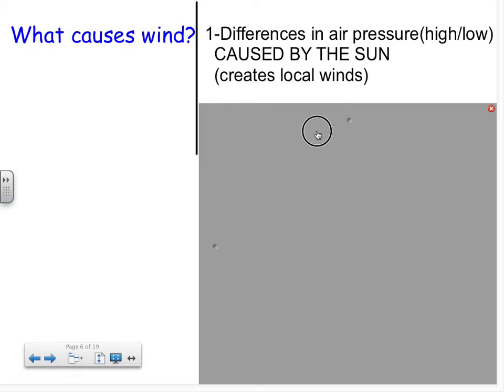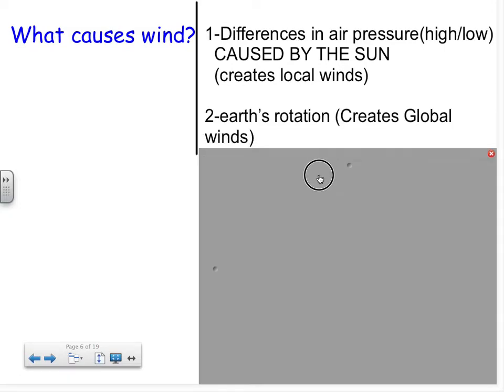There is number two, the Earth's rotation. We love the Earth's rotation. Not only does it give us day and night, it gives us global winds. And that means that on top of the local winds that we have in our area, we also are subjected to experiencing global winds, winds that go across the entire Earth.